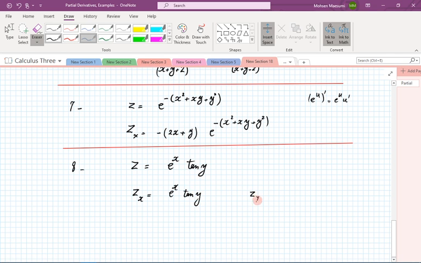How about if we were asking for the derivative of z with respect to y? Well, exponential of x would now be a constant, so that would be exponential of x. The derivative of tangent of y with respect to y is secant squared of y. So this is a variety of problems you might see here and there.